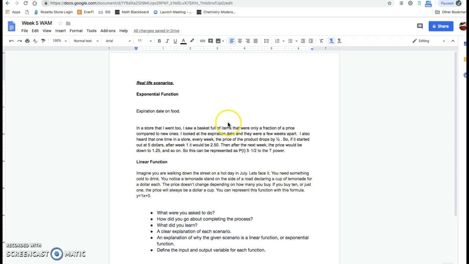So the input for this function is the price of the product times the decrease. And the input for this one is the price of the cup times how many cups you buy, and the starting point.